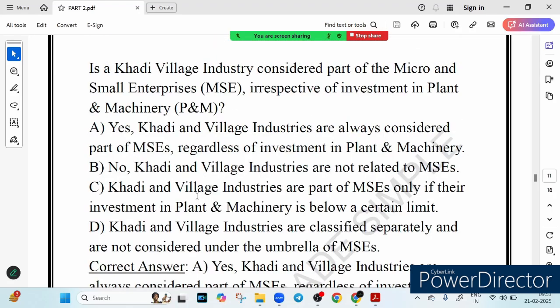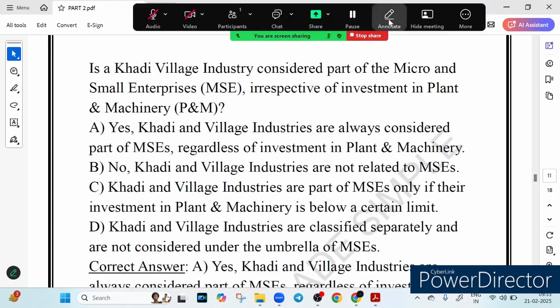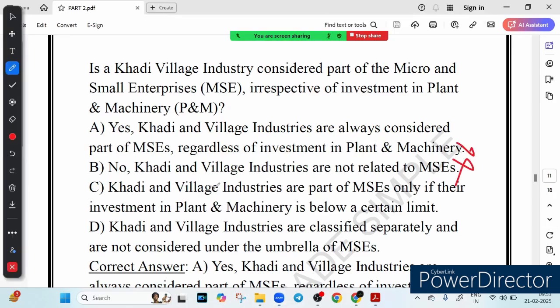Option B says no, Khadi and village industry are not related to MSE. This is wrong. Option C says Khadi and village industry are part of MSE only if they are invested in plant machinery below a certain limit. This is also wrong. There is no limit, right? So what we learned from this question is that Khadi and village industry is always part of MSE. No investment limit applies here.